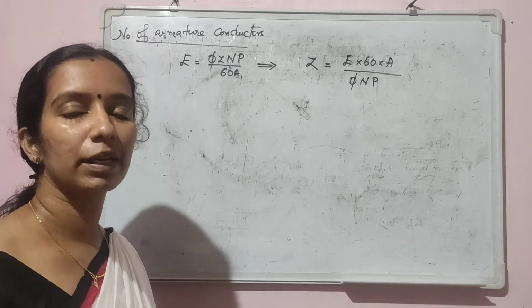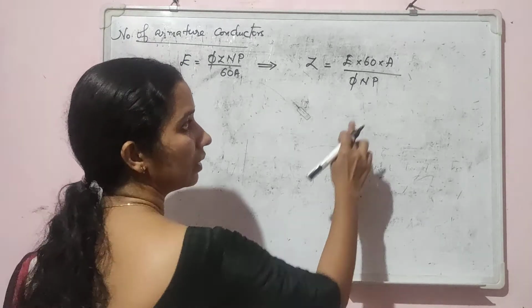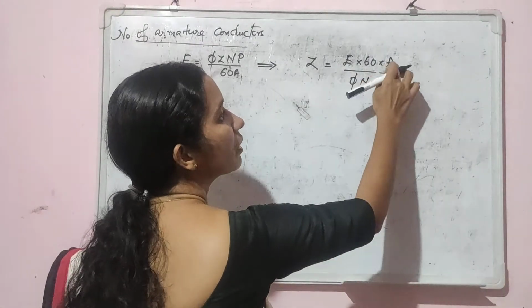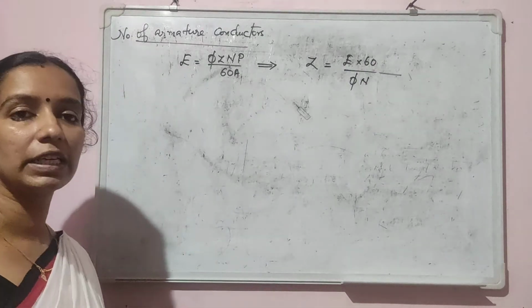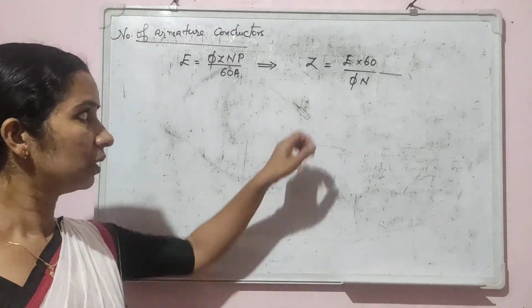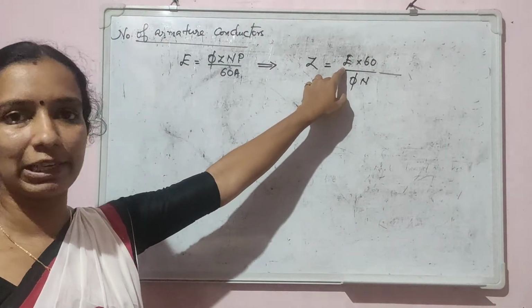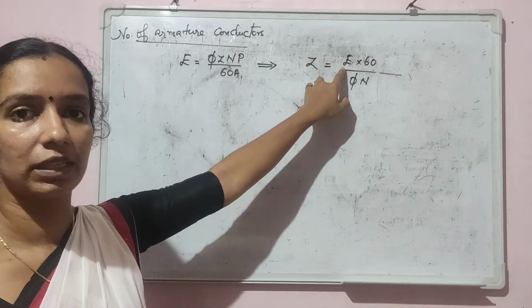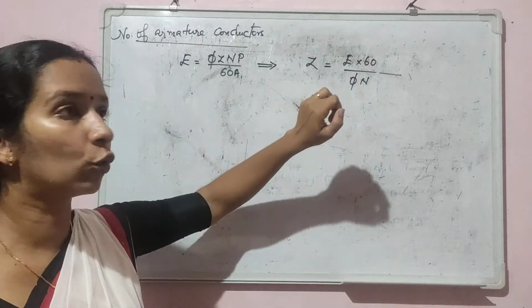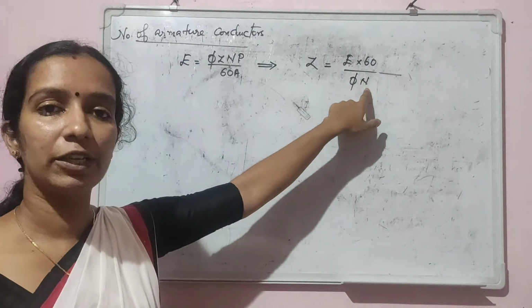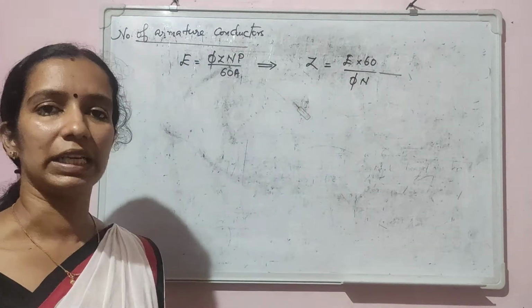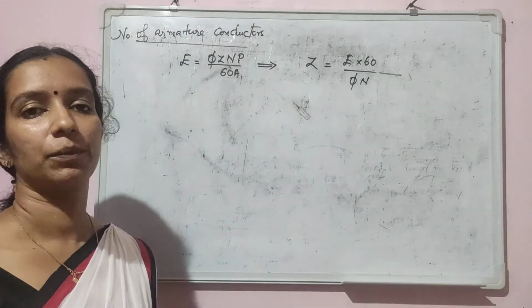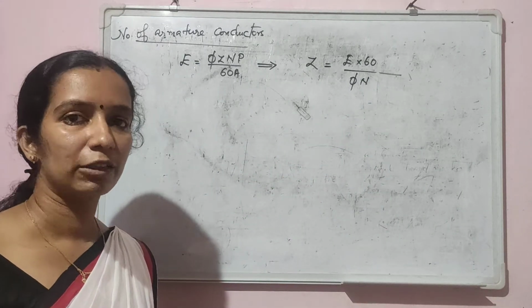Here we have chosen a lap winding, and in case of a lap winding, the number of poles and the number of parallel paths are equal. So we can cancel the number of poles and number of parallel paths. The resulting equation is E into 60 divided by phi into N. E is the induced EMF, which we have already calculated as 114 volt, into 60 divided by phi into N. N is given as 1000 RPM. But we don't know the value of phi, so let us calculate the value of phi.